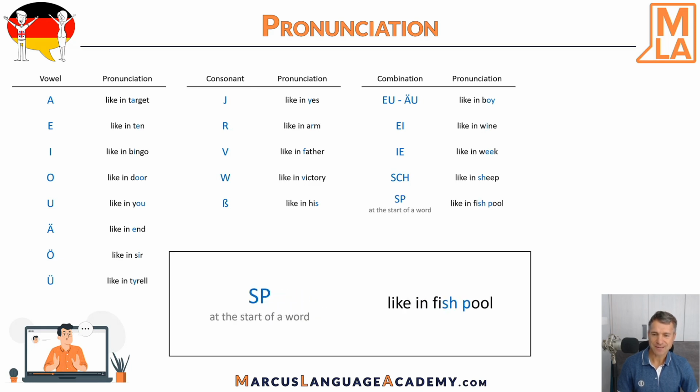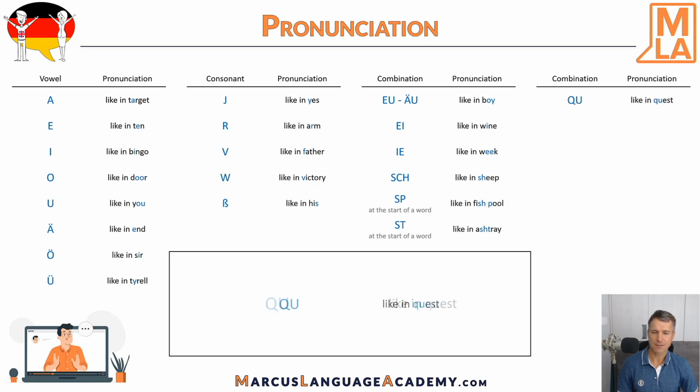SP at the start of a word like in fish pool. ST at the start of a word like in ashtray. QU like in quest. CH after A, O and U like in Scottish loch. CH after other letters like in huge.